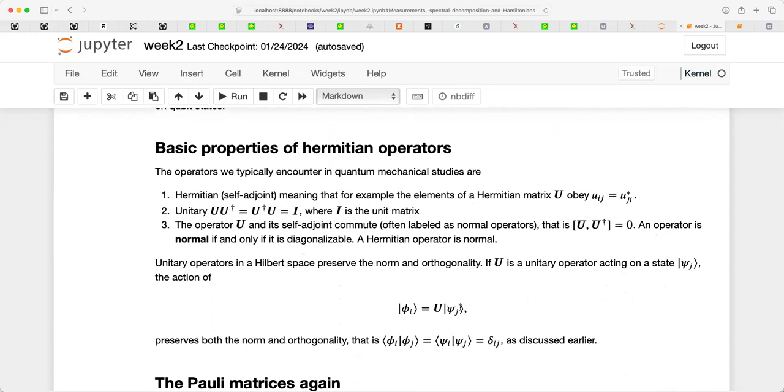So one very important property when we do quantum mechanics is the fact that we are dealing with unitary operators. So these unitary transformations, typically, they are self-adjoint, meaning that the matrix of a Hermitian matrix are given by what you see here. And it's unitary, where the I is a unit matrix. And if the operators are self-adjoint, they commute, like we discussed last week. And that defines normally what we call a normal operator.